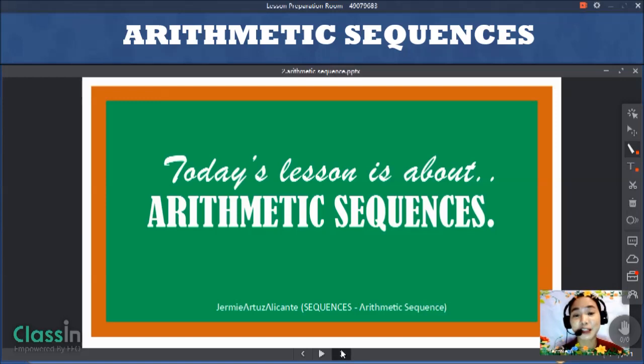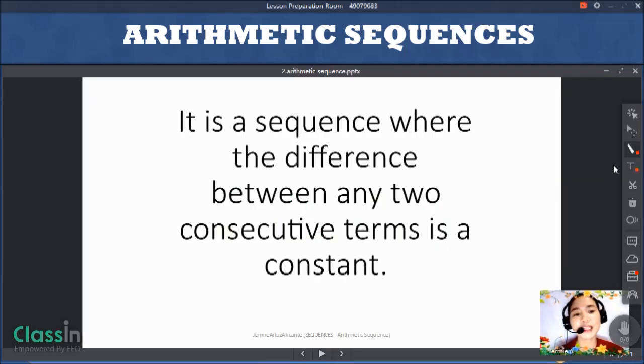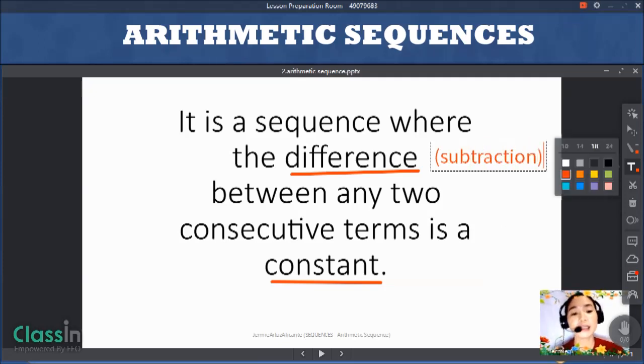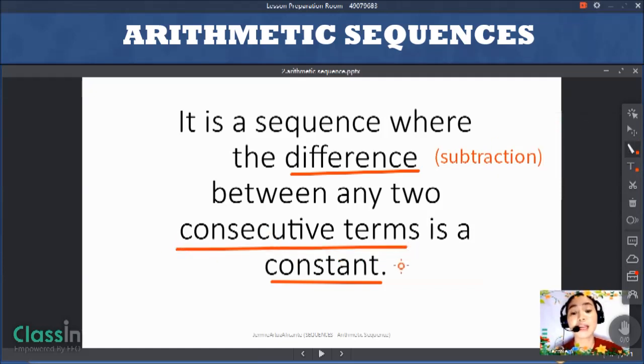Let's first have the definition. An arithmetic sequence is said to be a sequence where the difference between any two consecutive terms is a constant. We have to take note of these words, difference and constant. When we say difference, the operation involved is actually subtraction, meaning when we subtract any two consecutive terms, it should give a constant or a number which has a fixed value.